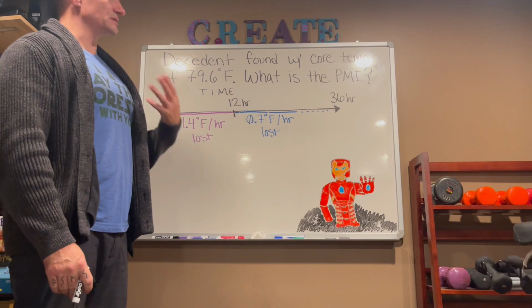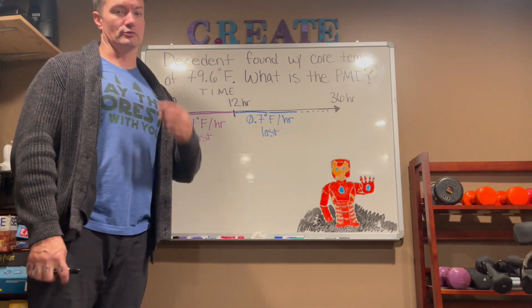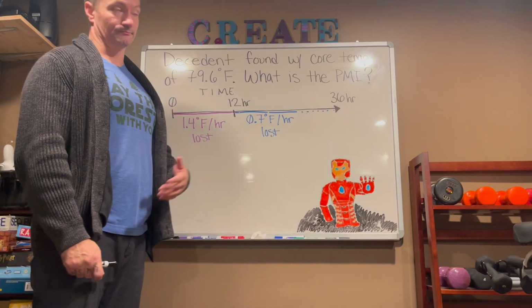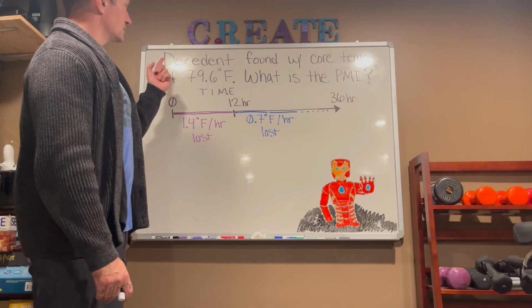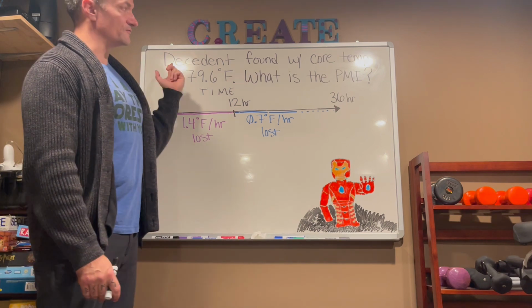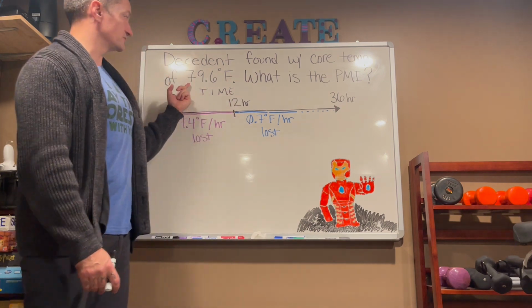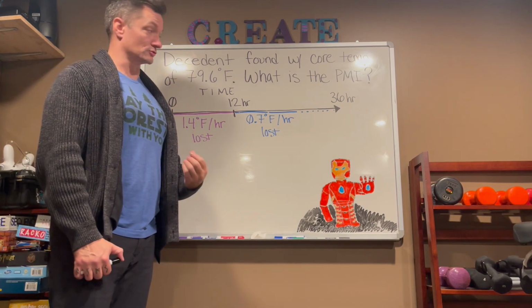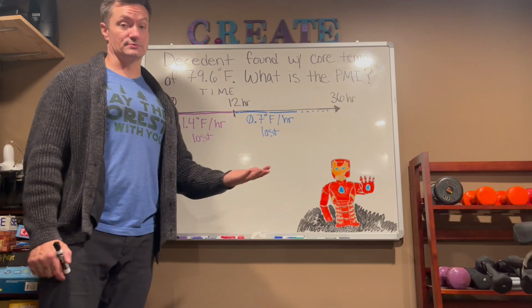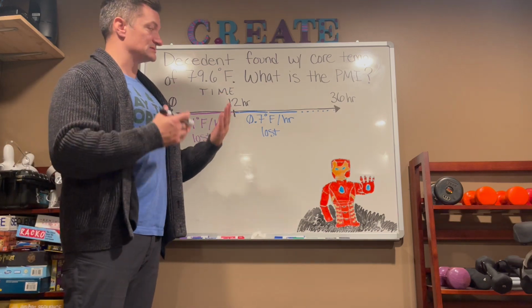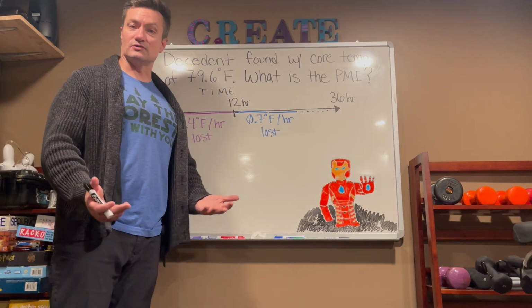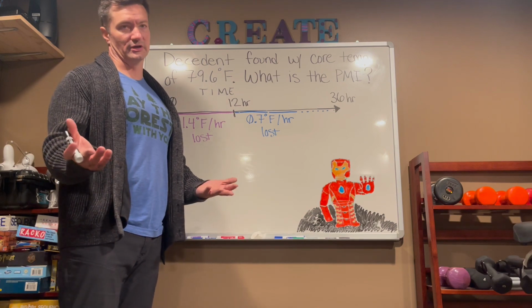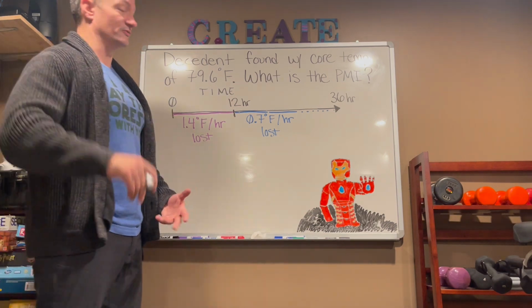So I'm going to give you a series of practice problems that you're going to work through. And I want to give you some help on the first one, or one that's very similar to it. Let's say that you have a decedent that you find with a core body temperature of 79.6 degrees Fahrenheit. What is the PMI for this individual? I'm going to walk you through how to solve these problems, and then based on this, you should be able to answer all of the other questions that I've got for you. It's only like 4 with multiple parts, but you'll be fine.